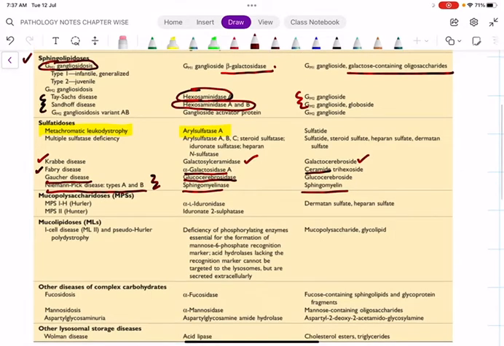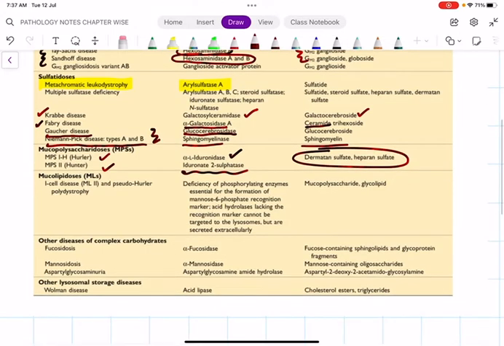Then the next one is mucopolysaccharidosis. We have mainly the Hurler syndrome and Hunter syndrome. Of course we have a lot of other mucopolysaccharidoses also, but Hurler and Hunter are most commonly discussed. Hurler is iduronidase enzyme deficiency, whereas iduronate sulfatase is the enzyme deficient in Hunter syndrome. All these are disorders of mucopolysaccharides, glycosaminoglycans.